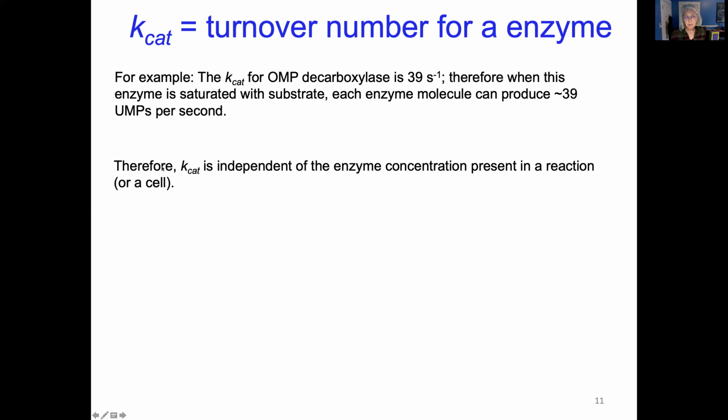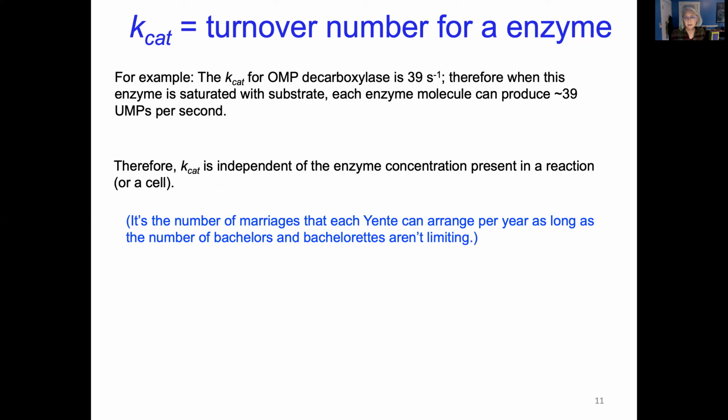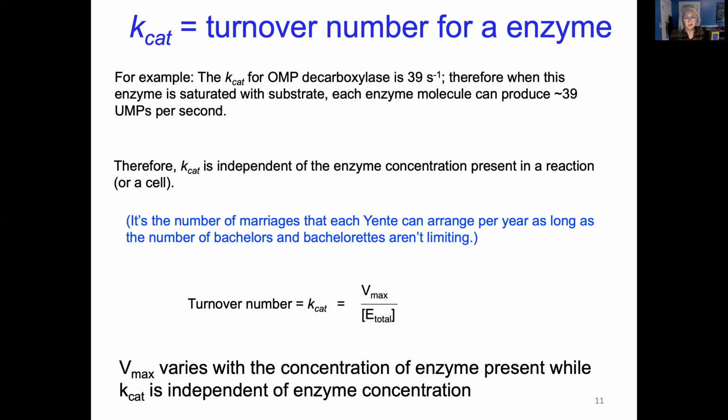And therefore, since we're thinking about it on a per molecule basis, the kcat is independent of the enzyme concentration present in a reaction or in a cell. So it's a real constant, independent of concentration of the enzyme. And for example, if we go back to our analogy of Yenta, it's the number of marriages that each Yenta can arrange per year, as long as the number of bachelors and bachelorettes aren't limiting. Okay. So how do we determine the kcat? Well, you can get that from the maximal rate and divide it by the total amount of enzyme used in the reaction. Whereas the Vmax varies with the concentration of enzyme present, the kcat is independent of the enzyme concentration.